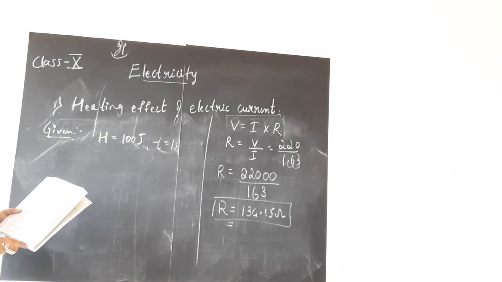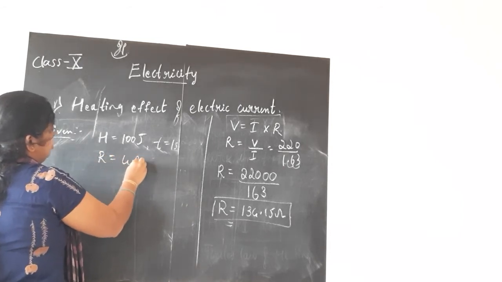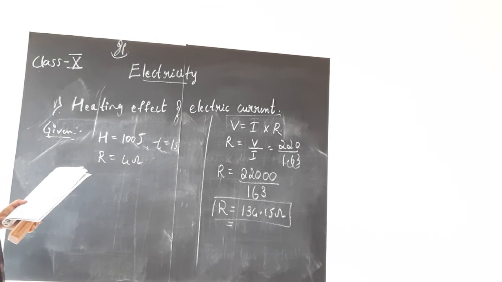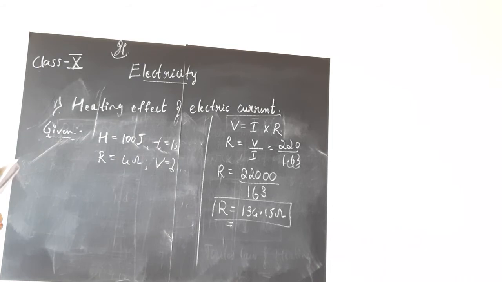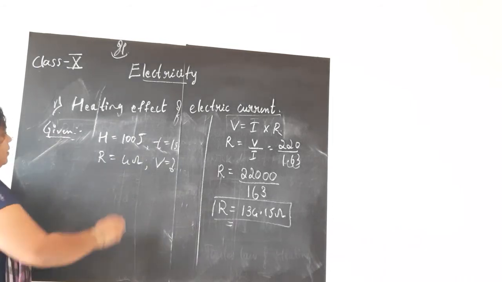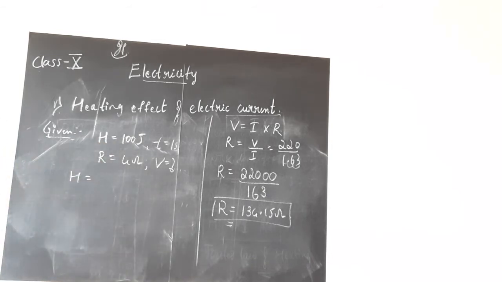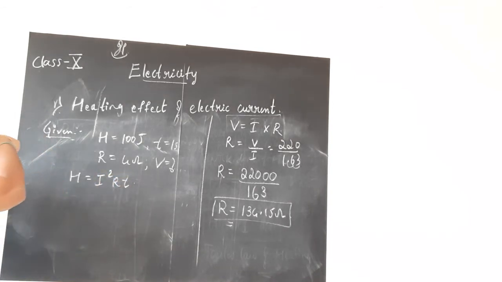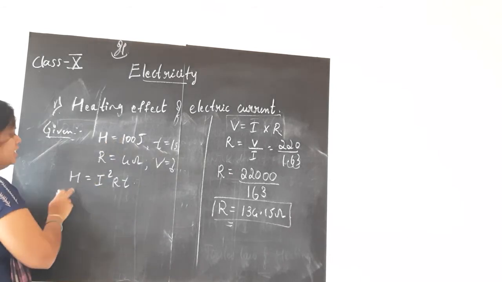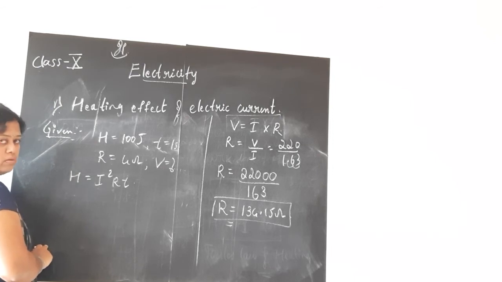100 joule of heat is produced in each second in a 4 ohm resistance. So resistance is 4 ohm. Find the potential difference across the resistor, means V is equal to question mark. Now children, H is given, so it is obviously Joule's law of heating concept. We know the formula H is equal to I square R into T. Do we know all the quantities here? We know H, T, and R, but we don't know the current.